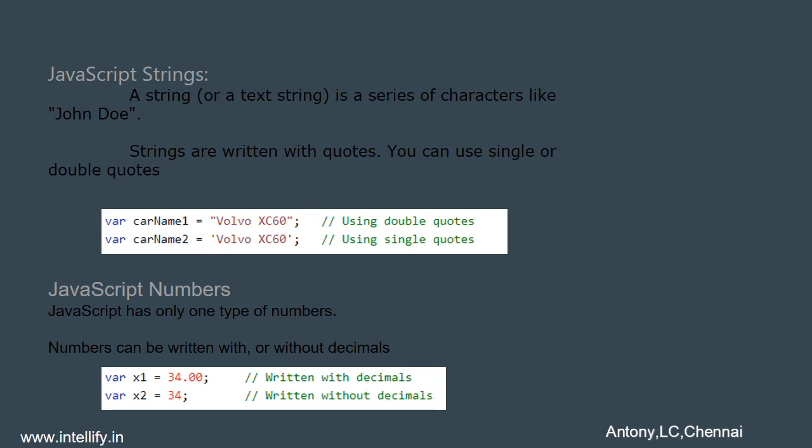Next, JavaScript numbers. So what are JavaScript numbers? Unlike Java, C, C++, Python, where there are different data types for numbers, JavaScript has only one type of number, that is number. Numbers can be written with or without decimals in JavaScript.